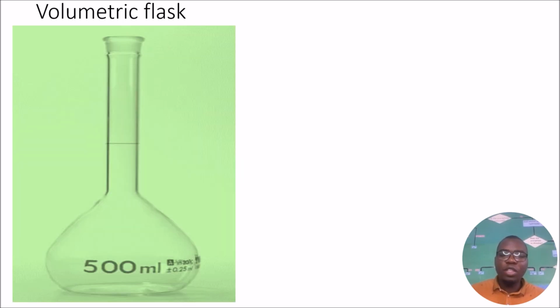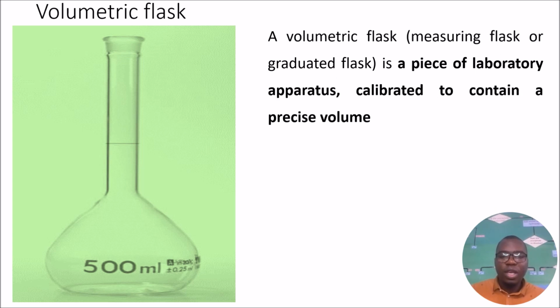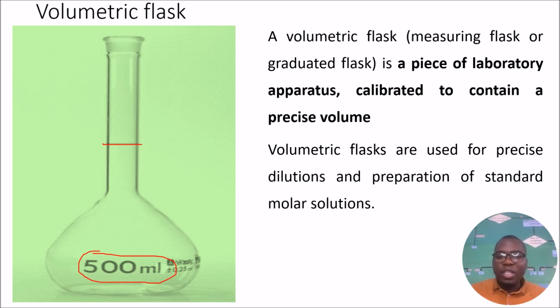Then we have a volumetric flask, a very important flask in the lab. A volumetric flask, or measuring flask, or graduated flask, is a piece of laboratory apparatus calibrated to contain a precise volume. For example, this one has been calibrated to only contain 500 mL of a liquid. So it can only contain 500 mL, nothing less, nothing more, and this is why it has a mark here. This one is used for precise dilution and preparation of standard molar solutions. So please take note, this one is very important.